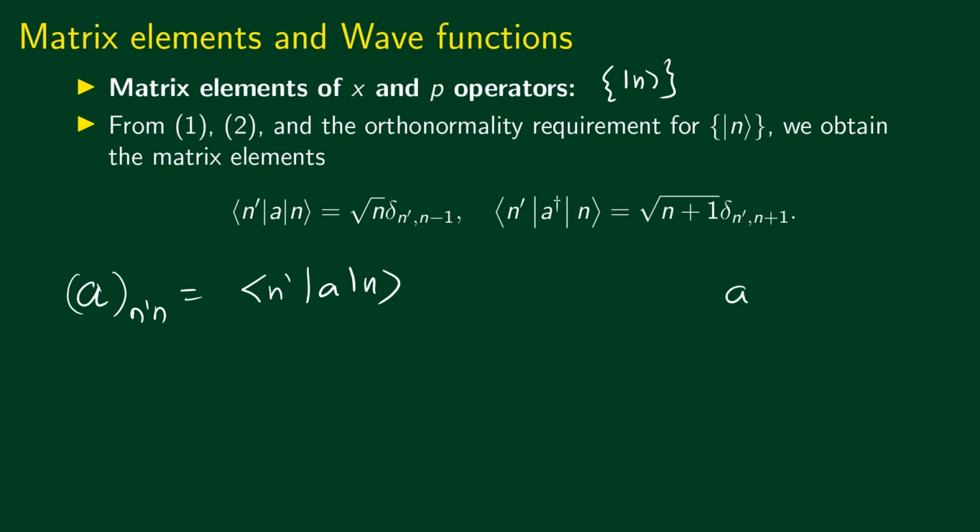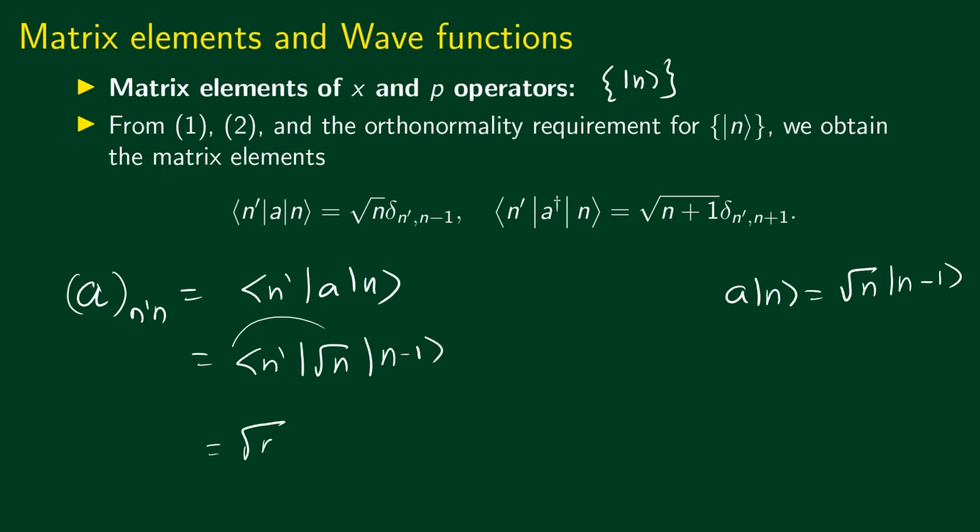Now we can use the relation A acting on ket n is equal to square root of n multiplying ket n minus 1. So this becomes bra n prime, square root of n, multiplying ket n minus 1. The square root of n is a number, so it can be pulled out. This becomes square root of n multiplying bra n prime ket n minus 1. Now we said that the energy eigenkets form an orthonormal basis, which means that this inner product is going to be 0 unless n prime is equal to n minus 1. So we may write this as square root of n delta n prime comma n minus 1.